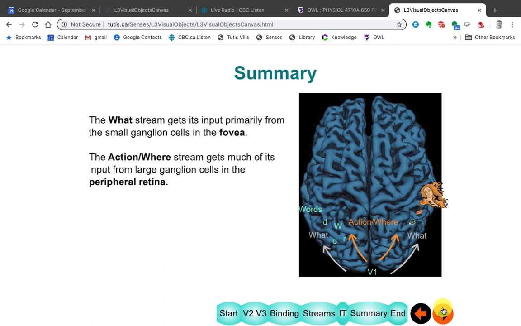The what stream gets most of the information from the fovea. The action-aware stream gets a large input from ganglion cells located in the peripheral retina.